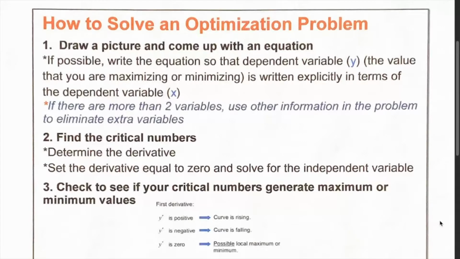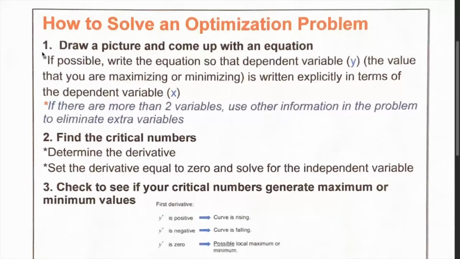I'd like to take you through the steps that I often use when I'm solving optimization problems. When we're solving optimization problems, basically what we're doing is solving problems that involve finding a maximum or a minimum value for some kind of quantity. And probably the most complicated part of coming up with solutions to optimization problems is first of all coming up with an equation to represent it.